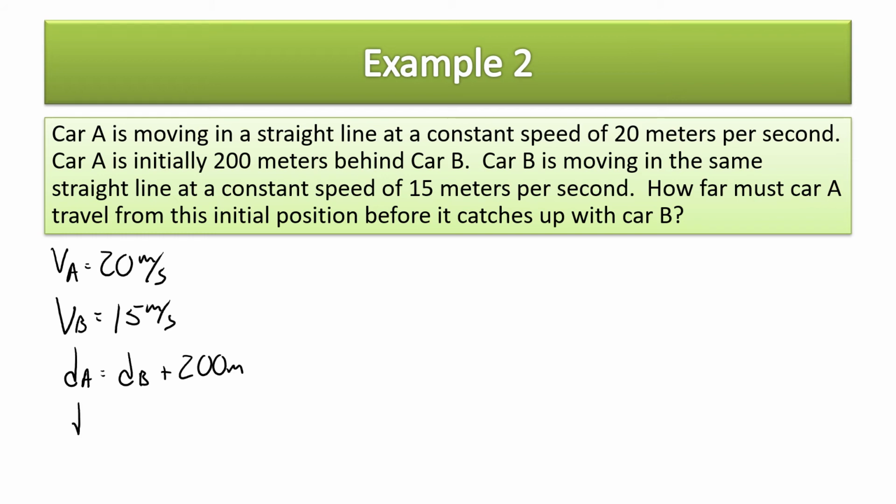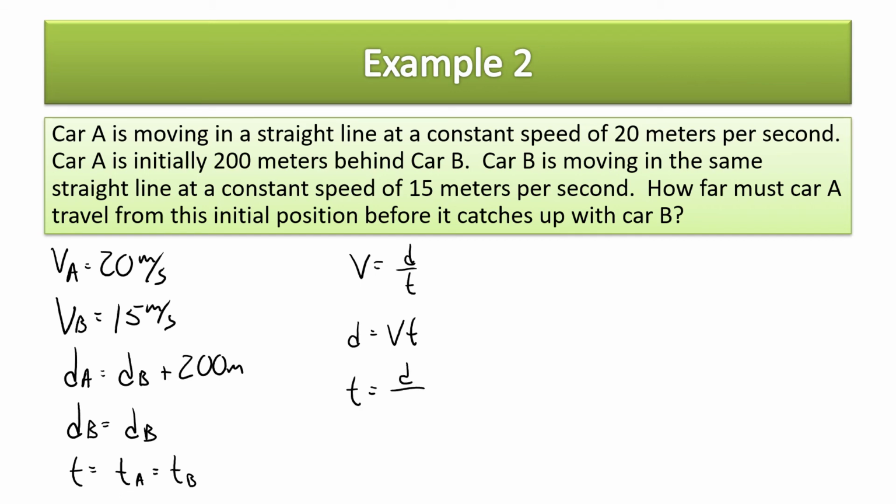Now, if we're defining our variables, we could say dB is equal to dB. And the time that this takes is equal for TA and TB. They're using the same amount of time to do this motion. So we could just write T in our equations and not worry about two different times, it's the same. And this is useful because we can solve for T in our V is equal to D over T equation. You cross multiply, you get D is equal to V times T, and we have an equation, T is equal to D over V.